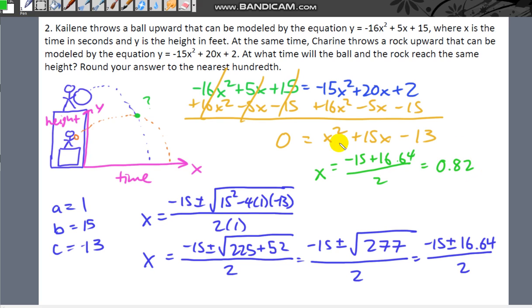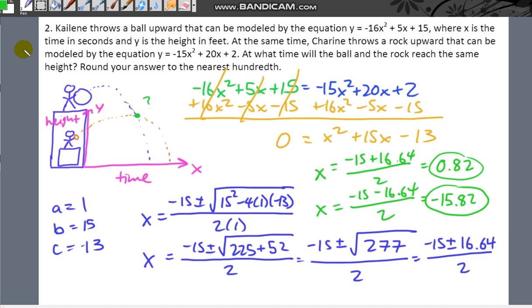Then we have our other x. So x equals negative 15 minus 16.64 divided by 2. If you do negative 15 minus 16.64, this is going to be negative 31.64. Divide that by 2, and you're going to get negative 15.82. As you can see here, we have two possible x values: 0.82 and negative 15.82.